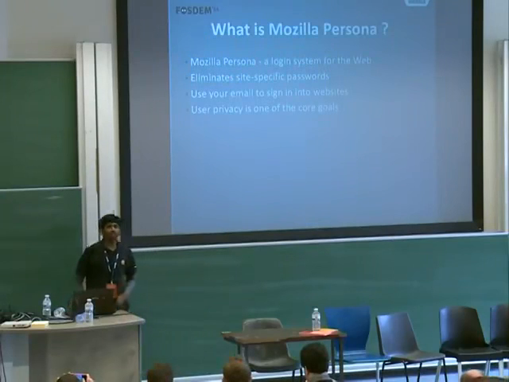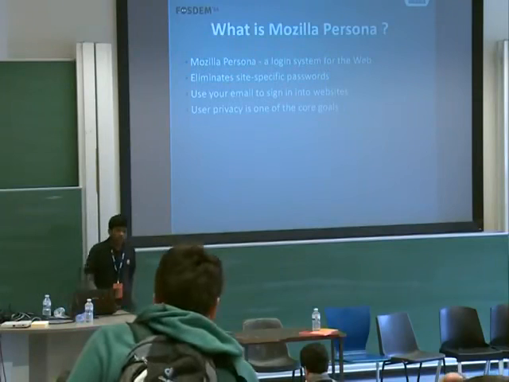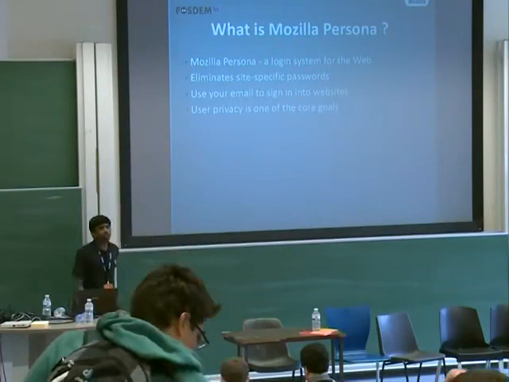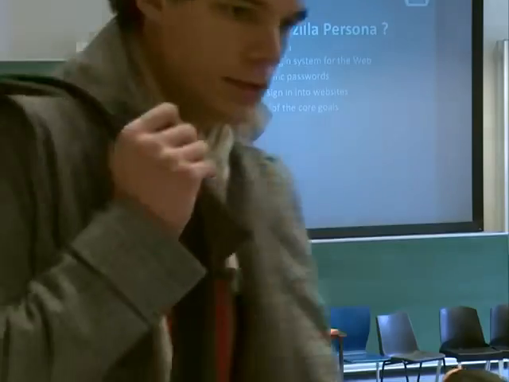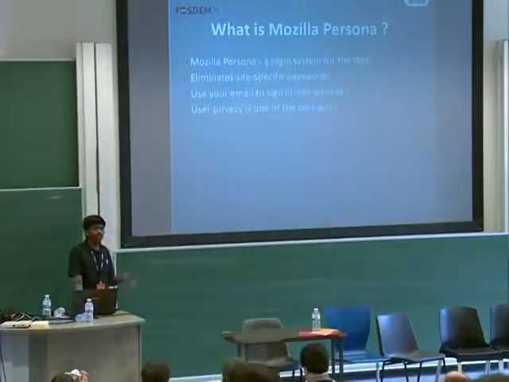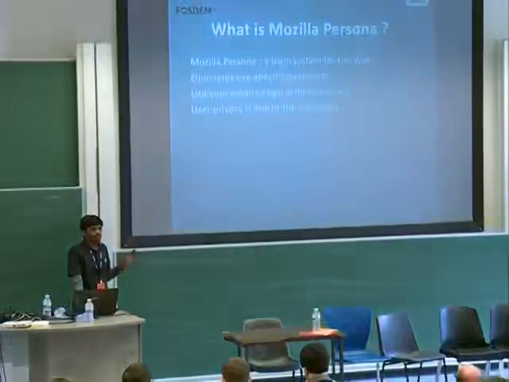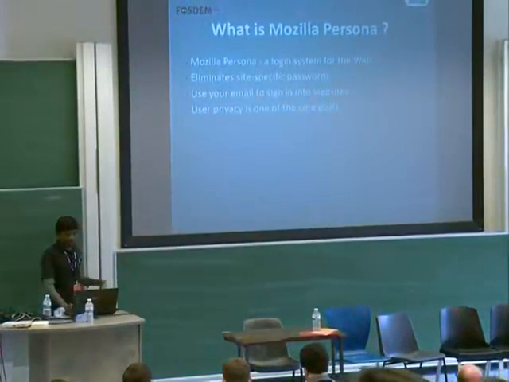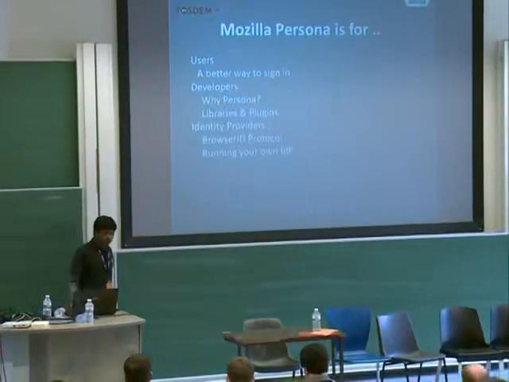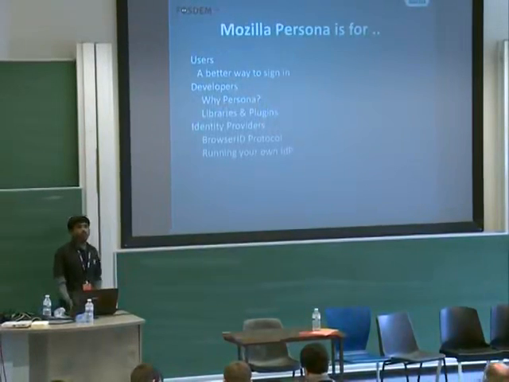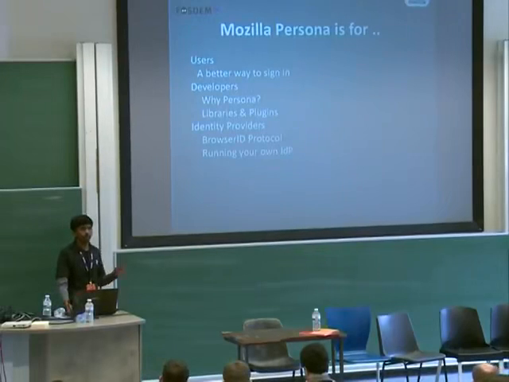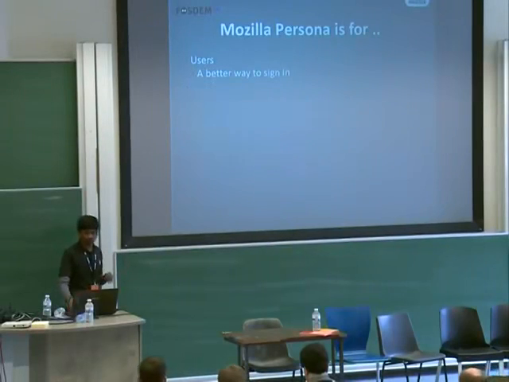Persona is generally a login system. It's similar to single sign-on, but let's see how it is different and why you have to opt for this, and on which protocol it's working, and we'll see its specs and all. So, how is Mozilla Persona useful for users? How easy is it for developers to implement, and how does the protocol work?